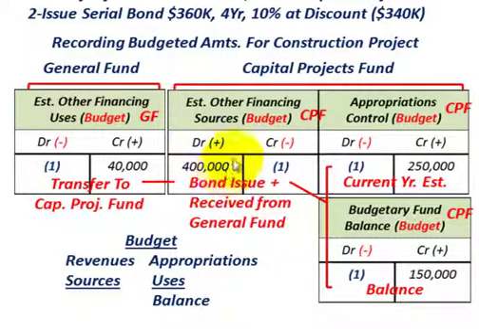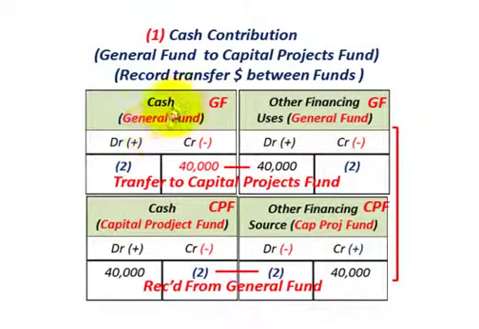Okay, so now let's go up and look next at those cash contributions, where the general fund is sending that $40,000 to our capital projects fund. Again, we're going to record the transfer of dollars between funds. So what we're going to set up, as you can see, in our general fund, we're going to have other financing uses. We're going to use $40,000 from our general fund, and we're going to transfer it into our capital projects fund.